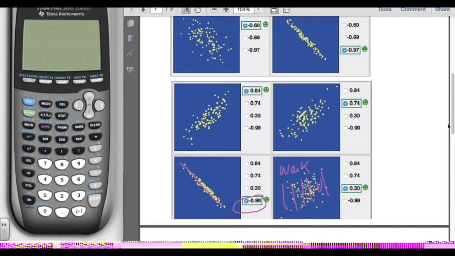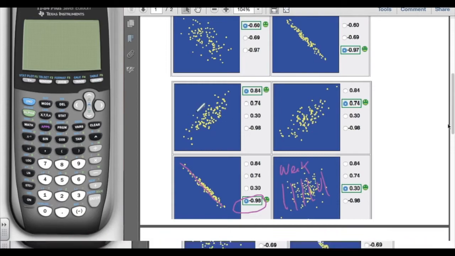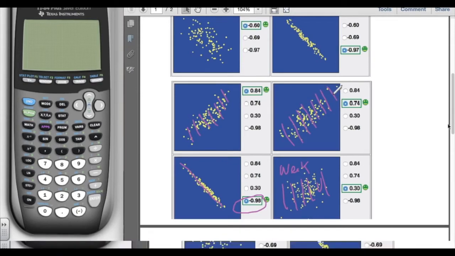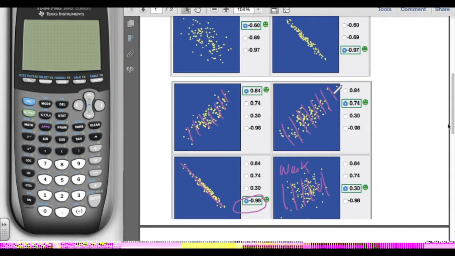The top right is my moderate, and my top left is my strong. The top left is a little bit more clustered than this and the top right. You can see by drawing those vertical lines through these values.